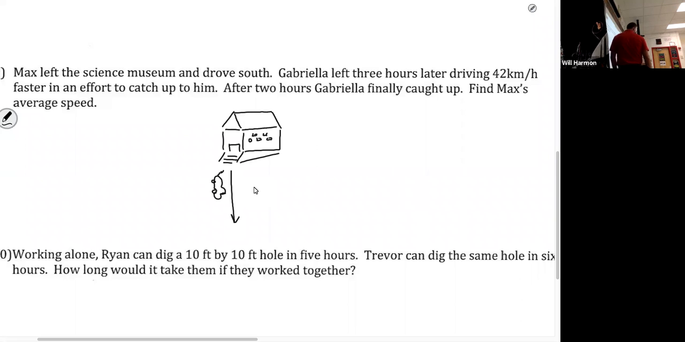This guy's driving south. All right? That's Max. Gabriella left 3 hours later, and driving 42 kilometers an hour faster in an effort to catch him.